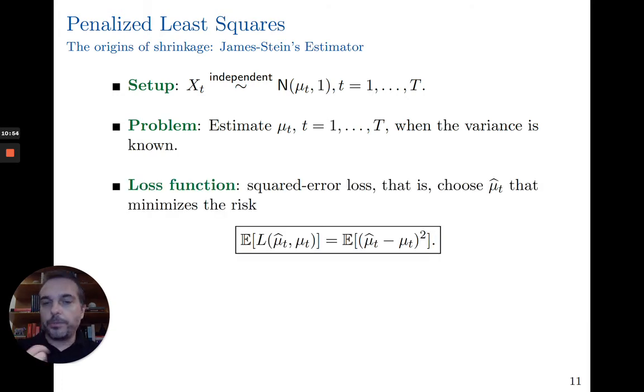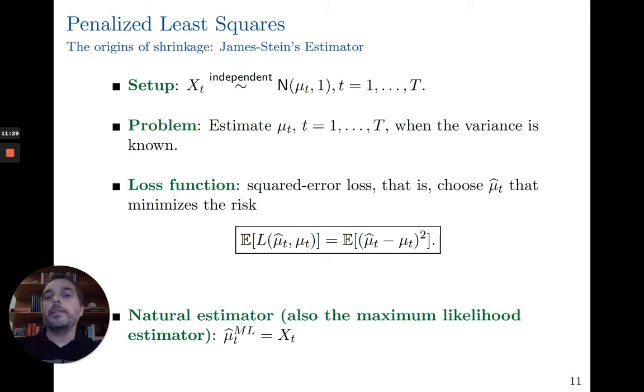Loss function that we want to use: squared error loss. So we're going to choose mu t hat that minimizes the risk, the expectation of the squared difference between mu hat and mu. Bear in mind that we have t here. Why? Because we have variable-specific means. Okay?